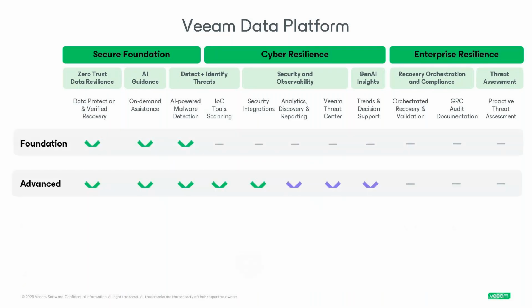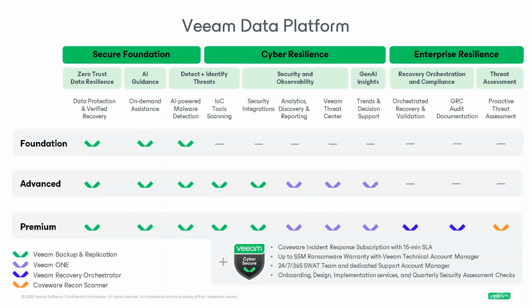Veeam Data Platform. Whether you're new to Veeam or familiar with Veeam, this may look somewhat new, or you've probably seen this before. The color legend on the bottom left will show you the different applications, and then Foundation, Advanced, and Premium are the different tiers of Veeam Data Platform. The different columns are different features or concepts, and you can see which product you can achieve that through and which tier that would be. Data protection and verified recovery would be Foundation. On-demand assistance with AI is available through Foundation and Advanced.